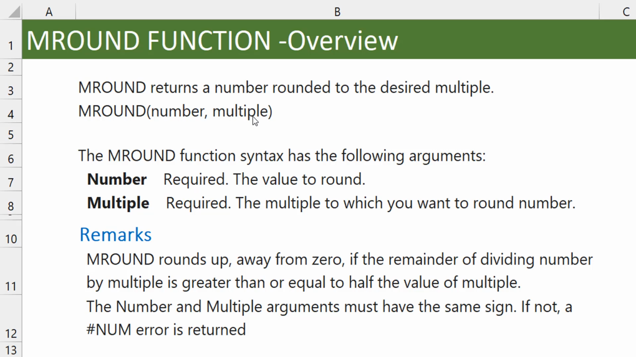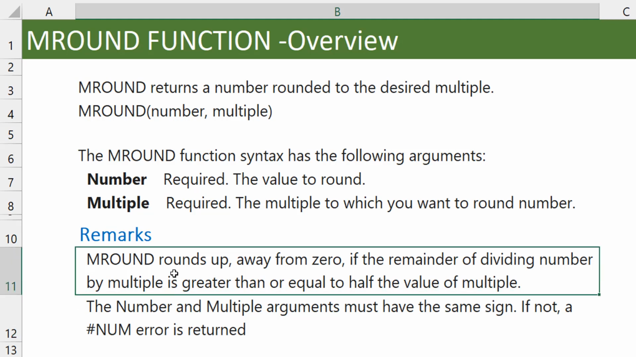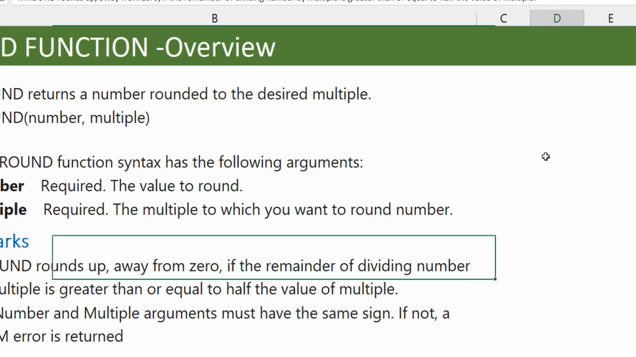MROUND could either round up or round down depending on where the value falls on the number line and its proximity to either the lower band or the higher band. It sounds like English right now. I'll make it very clear as we go ahead. Two things to note. I'll take the second one first. The number and the multiple must have the same sign. So if you're rounding a negative number, your multiple should be a negative number. The other one talks about the direction in which MROUND goes when the value is at the midpoint.